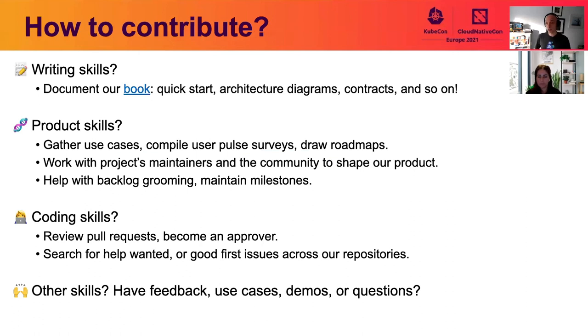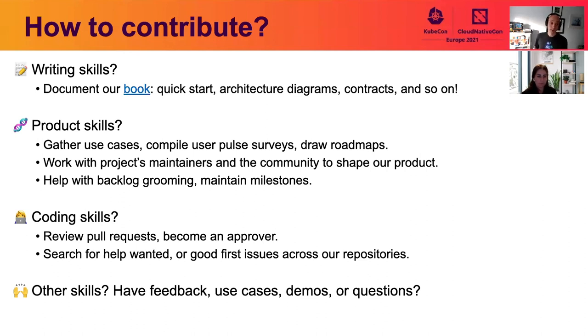So how can I contribute? There's a number of ways you can contribute. It's not all about coding. The first way: do you have writing skills? Every project needs documentation, like quick start guides, architecture diagrams and so on. For the project to be successful, we need good documentation. So if you have those skills, we really welcome you to come and join the project. Do you have product skills? Can you translate actual real world scenarios into requirements and issues that need to be implemented within CAPA? Can you help with prioritization when we're planning a new release? These skills are really important to make sure that we deliver on what users want.